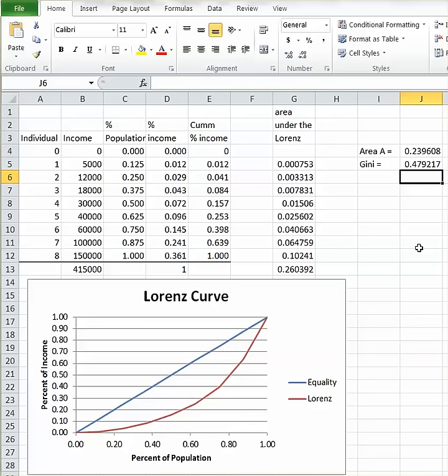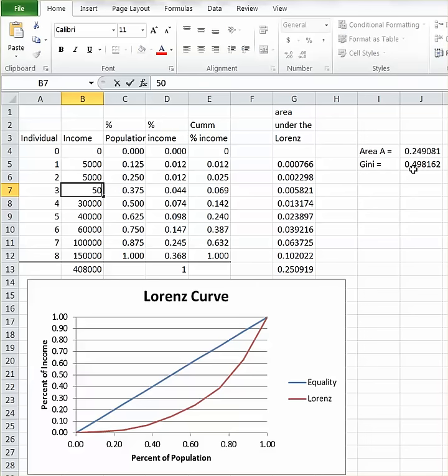Now let's move this data around a little bit to see if it's robust and that I haven't made an error. So let's imagine that there's only one rich guy. This number 8 person's got $150,000. And everybody else is just barely living on $5,000 a year. So we're going to change this guy to 5,000. And notice what happens to our Lorenz curve, right? And our Gini index got a little worse. So put this guy at 5,000.